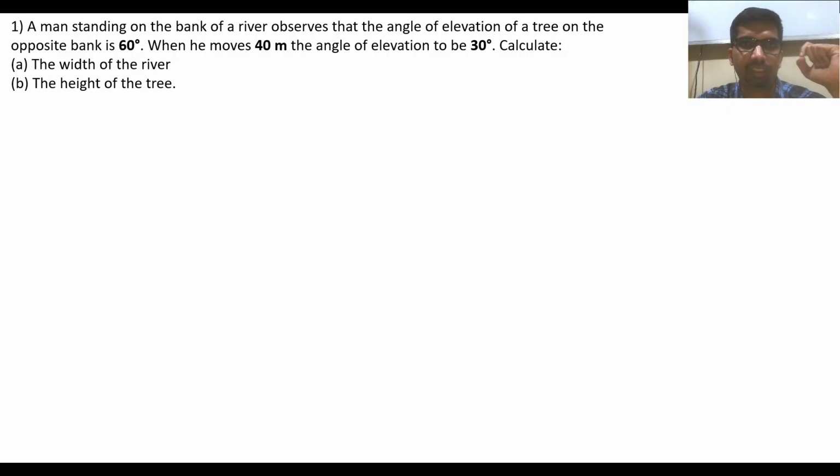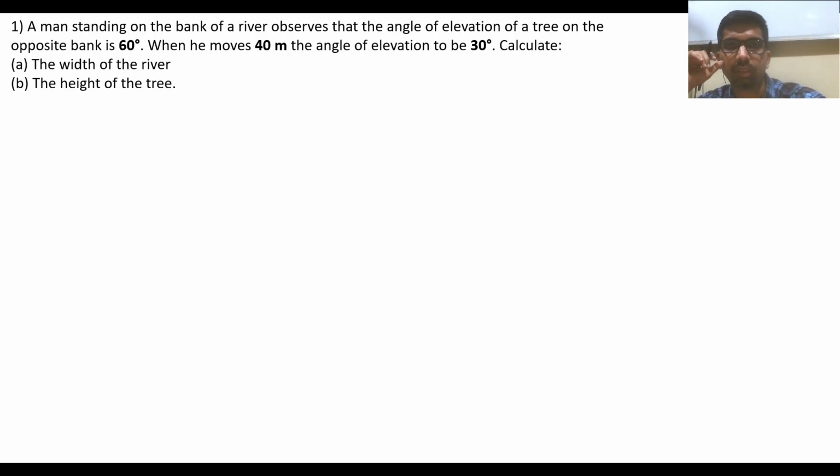Let's begin. As usual, always draw the diagram. Let's read the question. A man standing on a bank of a river observed that the angle of elevation of a tree on the opposite bank is 60 degrees. When he moves 40 meters, the angle of elevation changes to 30 degrees. Calculate the width of the river and the height of the tree.